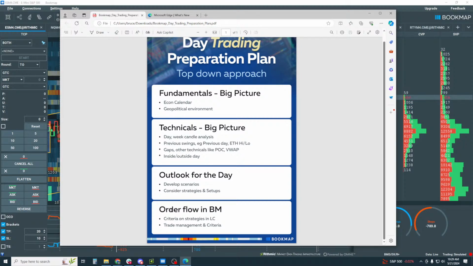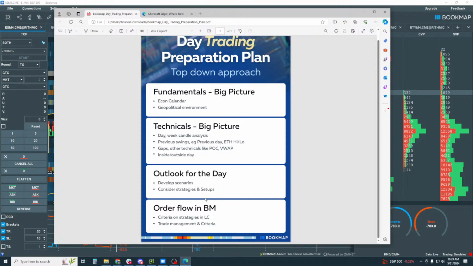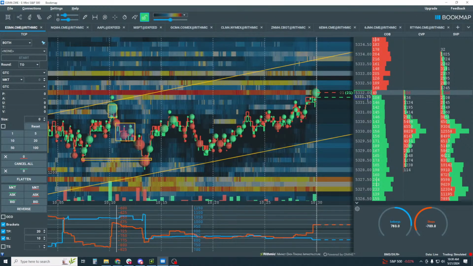Yeah, then the order flow here in Bookmap, criteria in our strategies from the Learning Center. If we go over to the Learning Center, I can show you that, and then we're going to go through our trade management as well, trading from the Bookmap chart.